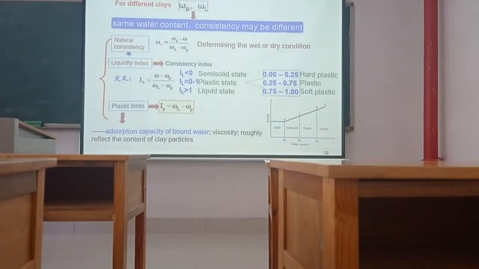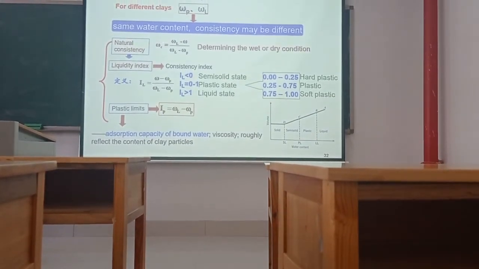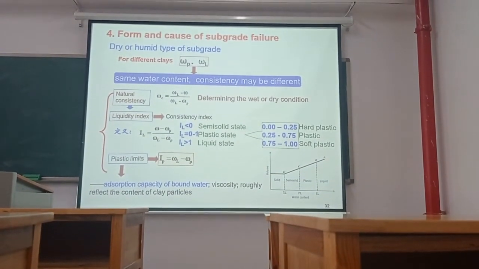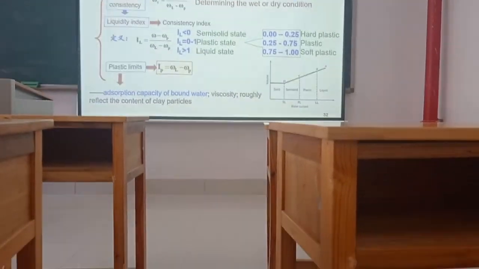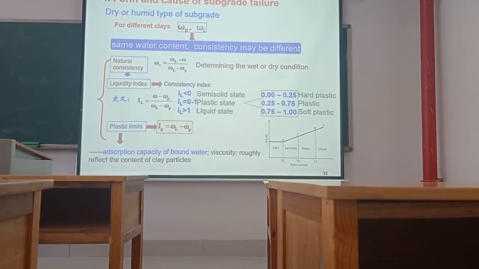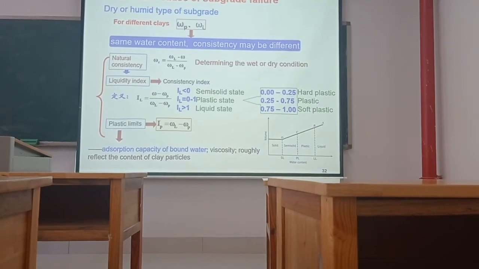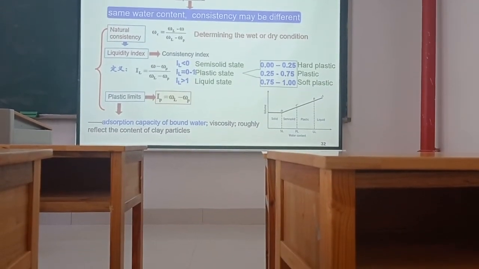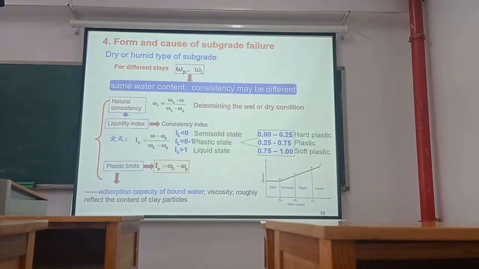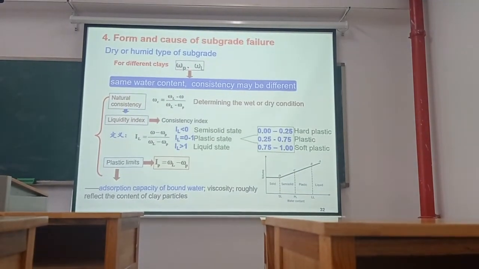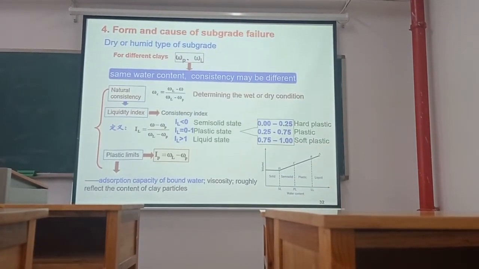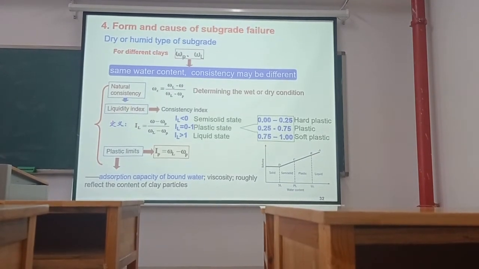We can know that this L is the liquid limit, and this P is the plastic limit. Plastic limit in Chinese is 缩线, the shrinkage line, and the liquid limit is 液线, the liquid line. Plastic, liquid.